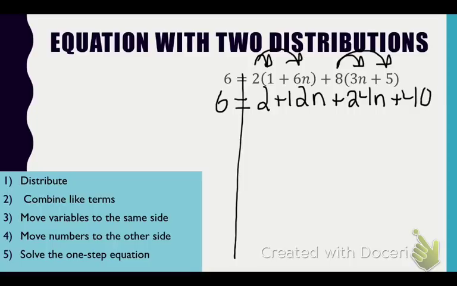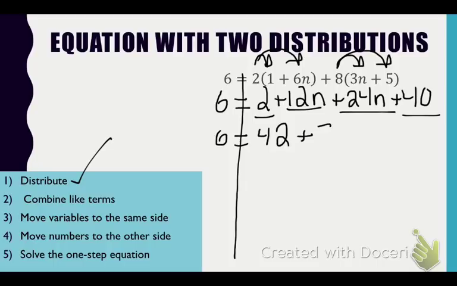Alright, so I distributed. Now I need to look at combining like terms. So on the left side, there's no like terms, it's just a 6. On the right side, I need to combine my numbers, and I need to combine my variables. So I'm going to combine my numbers, 2 and 40. So 6 equals 2 plus 40 is 42. And then I combine my variables. 12 plus 24 is plus 36n.